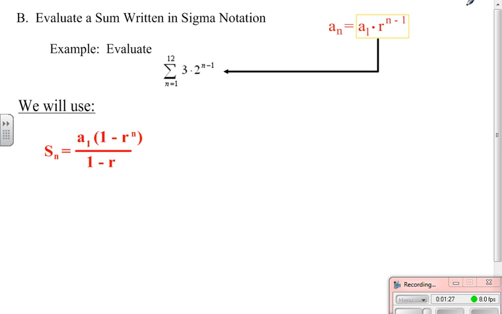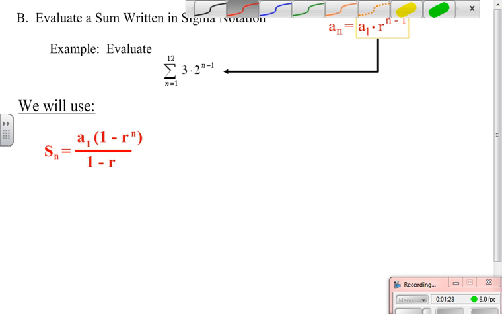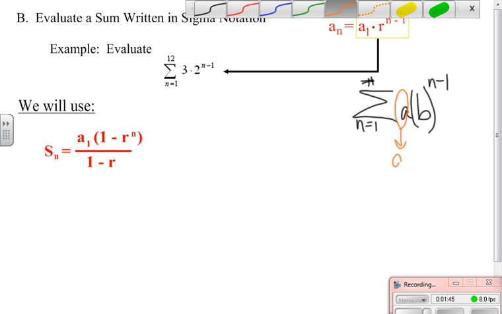Sigma notation also works, except there's some pretty neat little shortcuts. So if we look at a generic one, that would look something like this. There's some key pieces in here. This term right here is always a1. This term that's being raised to the power is always r.